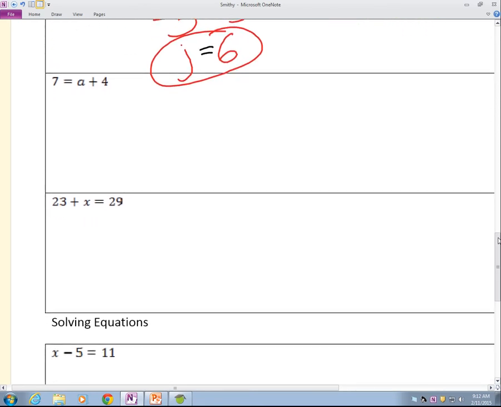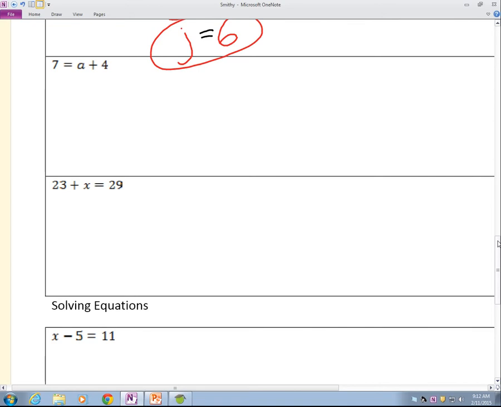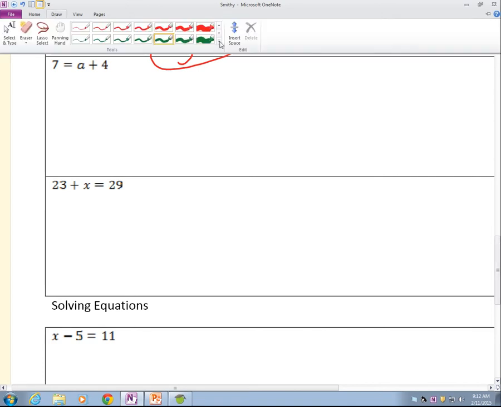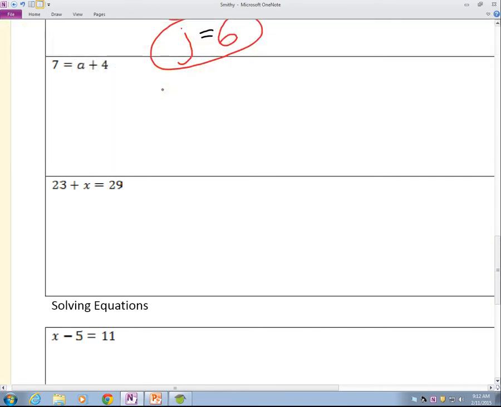Good, good, good. Now, I'm going to do this one with you again. I'm going to rewrite it because I'd like you to rewrite it. 7 equals a plus 4. Now, the variable's on the right side. Darn it, that changes everything, right? No, it doesn't change anything, because you equal awesome and awesome equals you, right? So you can go either way.